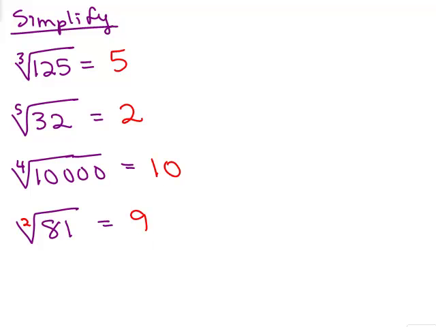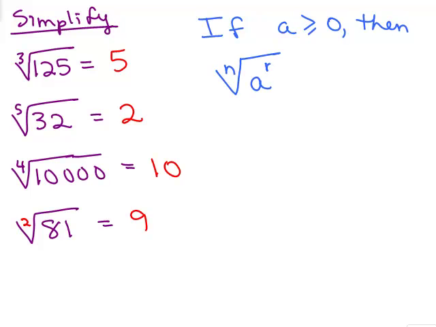And in fact, we have a property we could use, and we're going to assume the variables are positive. If a is greater than or equal to 0, as long as it's not negative, then the nth root of a to the n is just a. So if I look at this fourth root of 10,000 here, you could think of this as the fourth root of 10 to the fourth, which would just be 10.